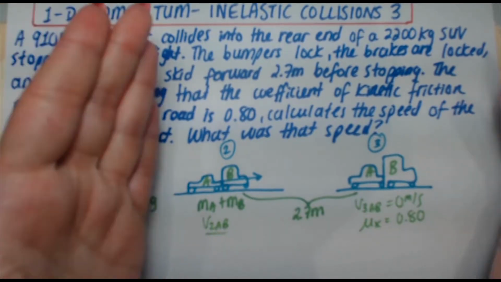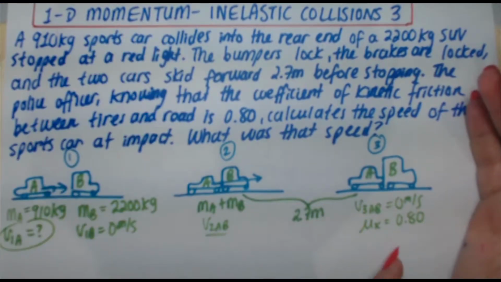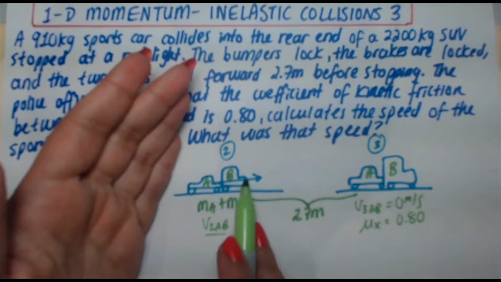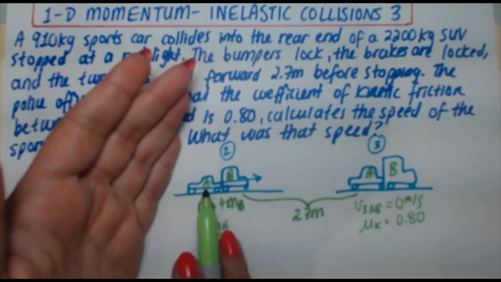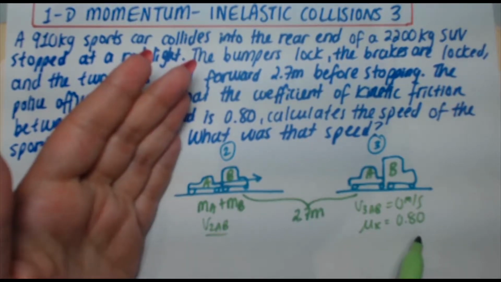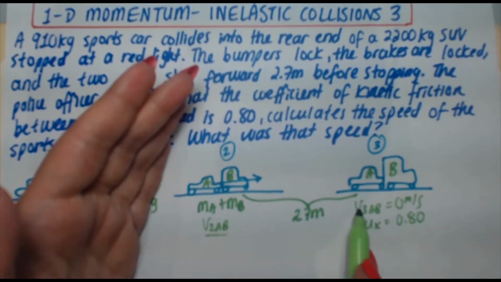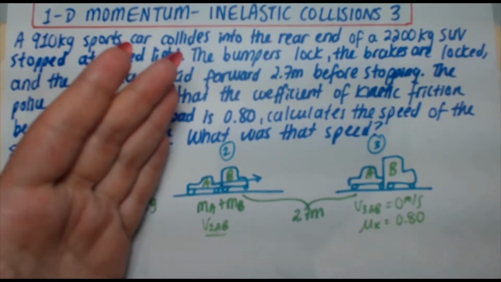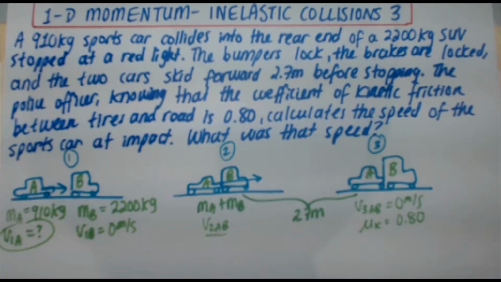So I'm going to look at parts 2 and 3 of the problem. I've got an object of mass MA plus MB moving forward. Its final speed is 0. There's the coefficient of kinetic friction, therefore it's accelerating in the negative direction. It covers this distance. I've got two speeds, one unknown, one known, so I can find the unknown speed.